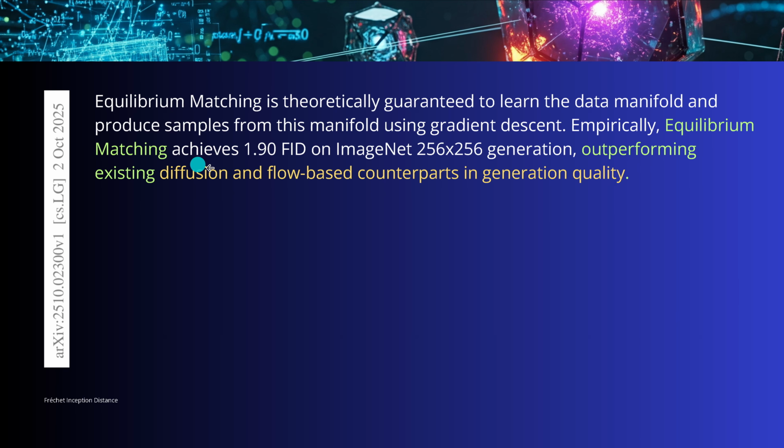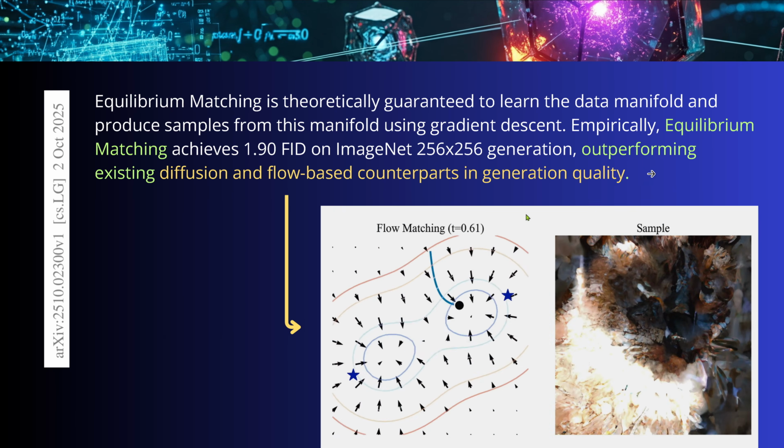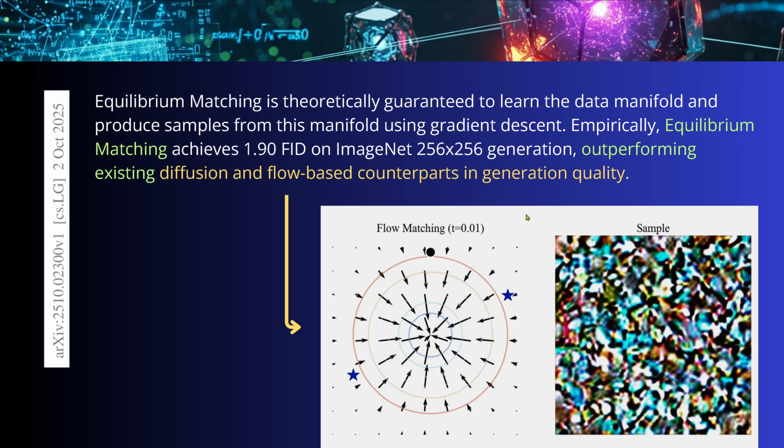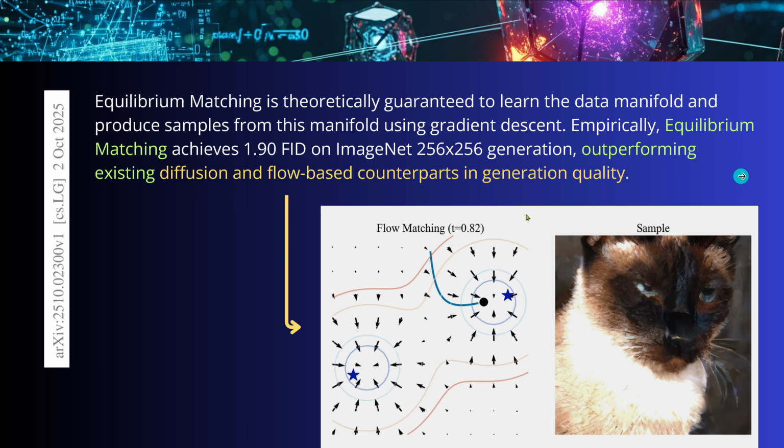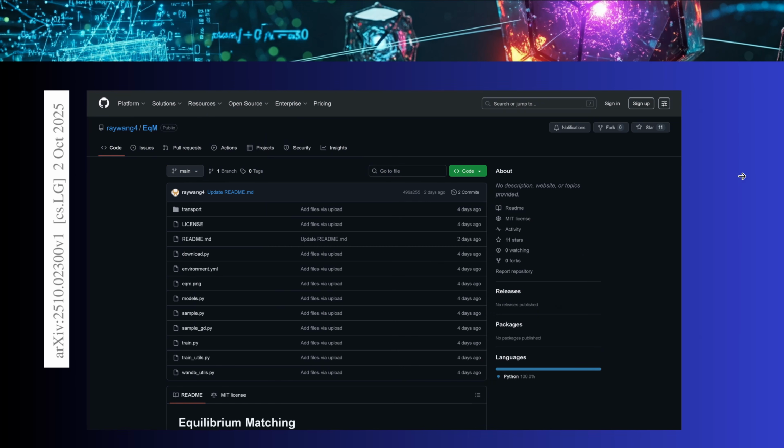And equilibrium matching achieves here a Fréchet inception distance of 1 point something on ImageNet, forget the exact number. It outperforms existing diffusion and flow-based counterparts in generation quality. Flow matching at its best. Have a look at this. But we want to be better. We go here to equilibrium matching.